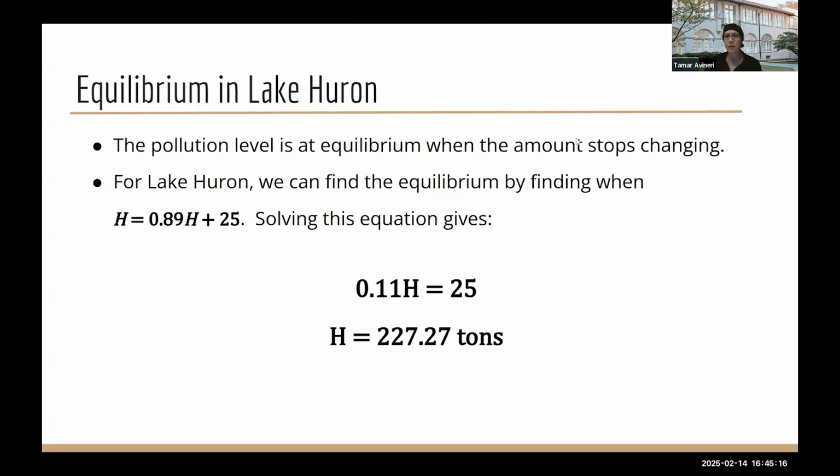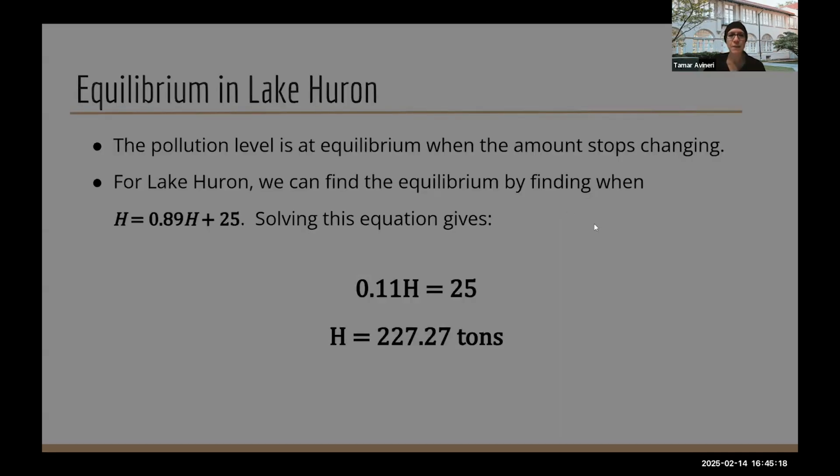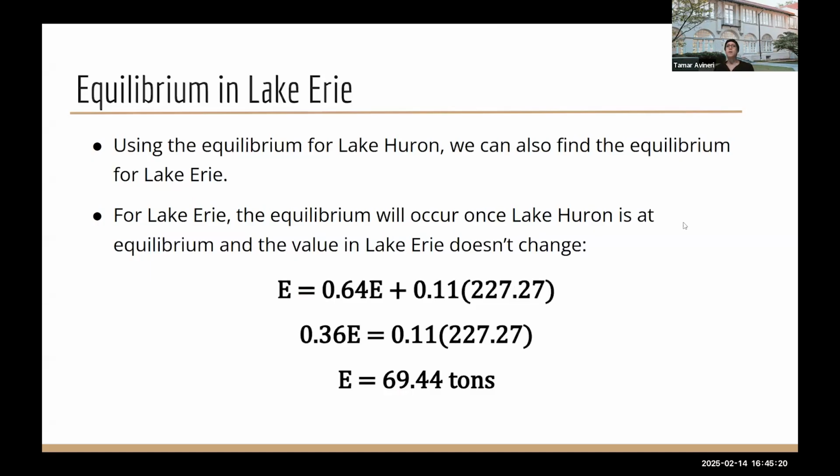How about, let's try with Erie. Let's see what happens there. So here, we're sort of using an assumption that Lake Erie will reach its equilibrium when Huron reaches its equilibrium, which intuitively makes sense. But again, that's not something I would necessarily tell students. I would have them come up with this kind of thing. Okay, so we do our algebra. We get 69.44. And if we think back to our spreadsheet, that's exactly what we saw in the long term.